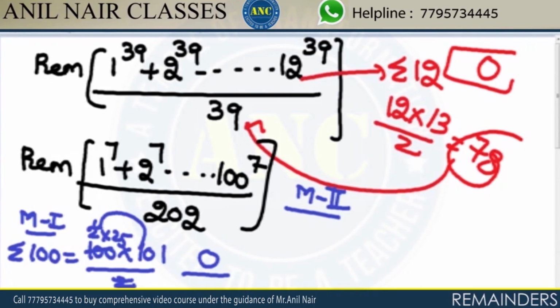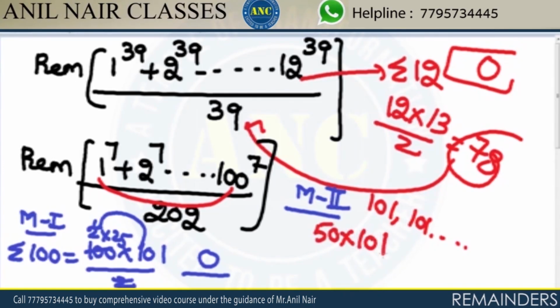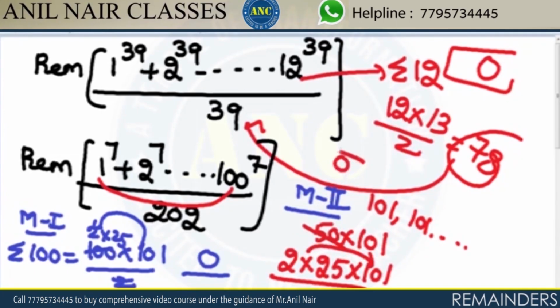Method 2. Listen carefully. First and last is divisible by 101. Second and 99 is 101. Like that, from 1 to 100 there are 50 doublets. First and last 101, second and 99 101, like that 50 doublets. 50 into 101. 50 is 2 into 25 into 101. 2 into any number into 101 is divisible by 202. You can either use method 1 or you can use method 2.